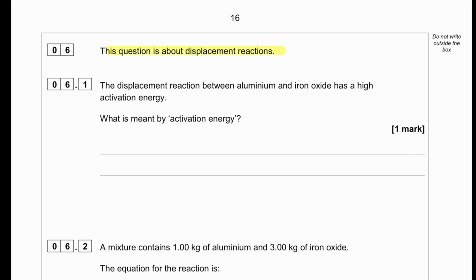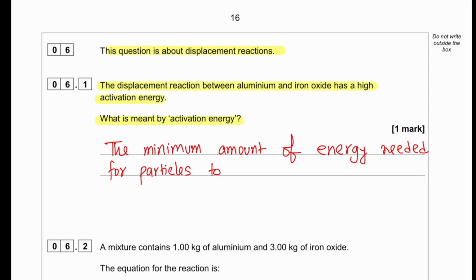This question is about displacement reaction. The displacement reaction between aluminium and iron oxide has a high activation energy. What is meant by activation energy? The minimum amount of energy that is needed for particles to react, or for a reaction to occur.